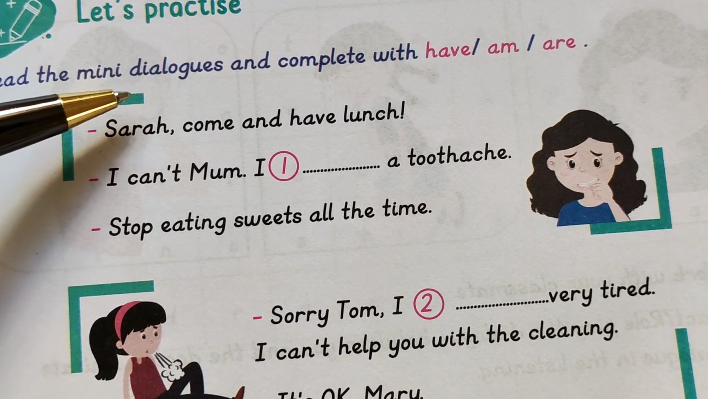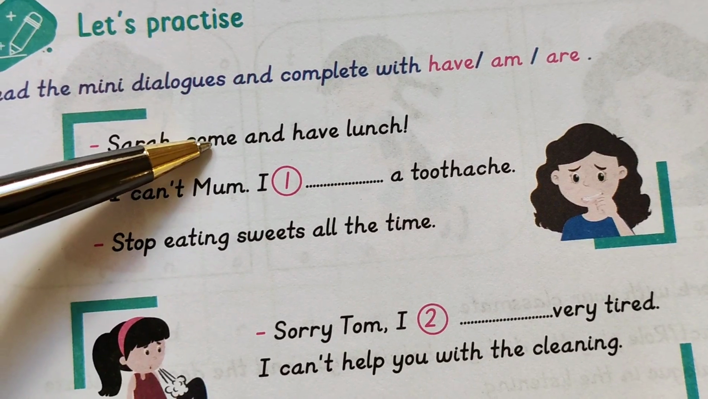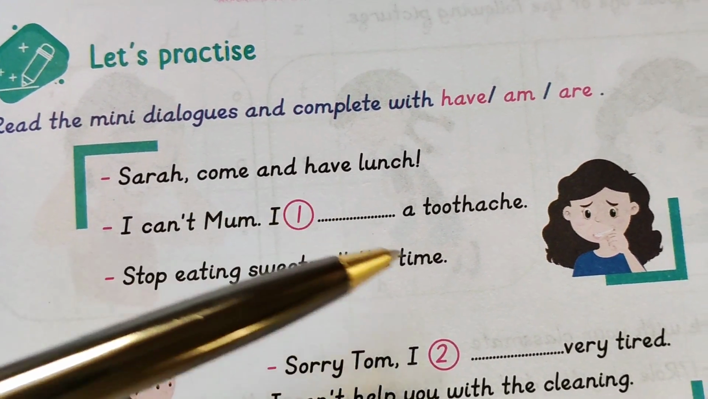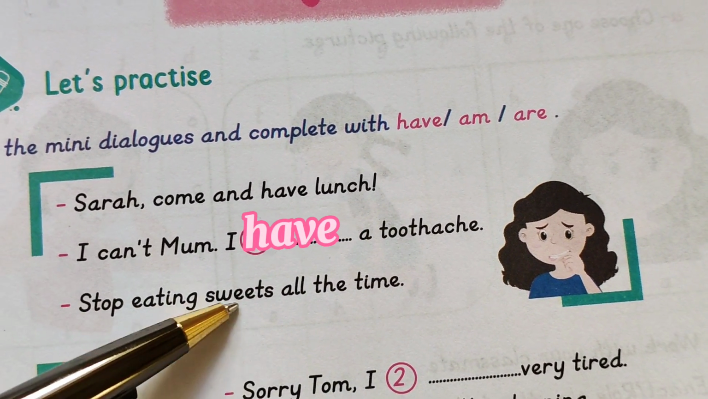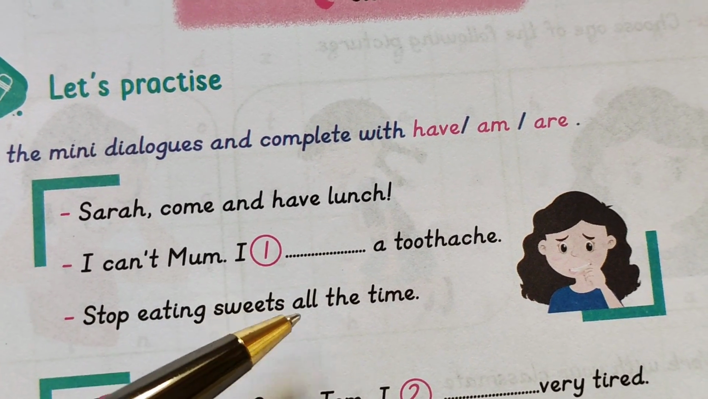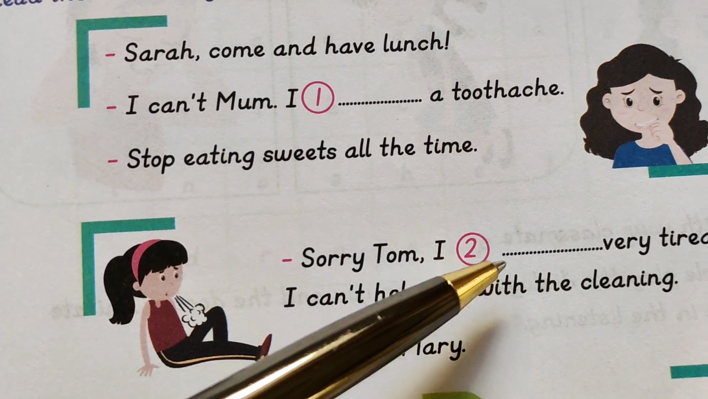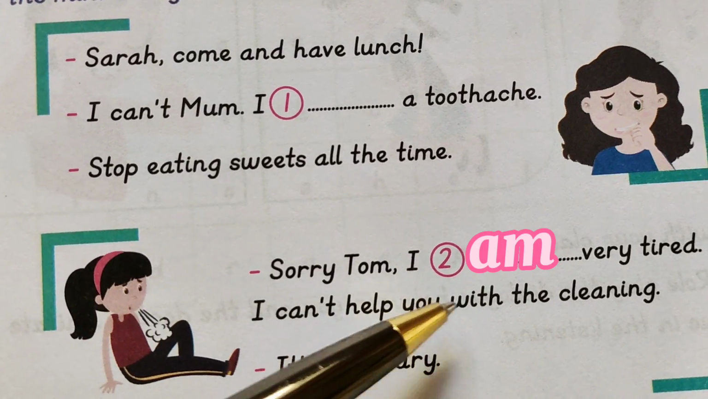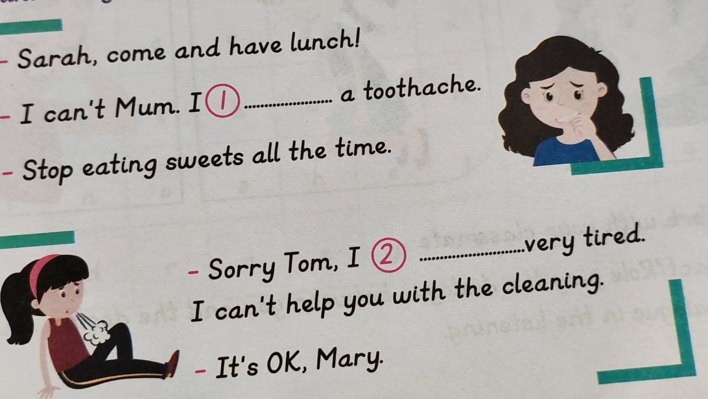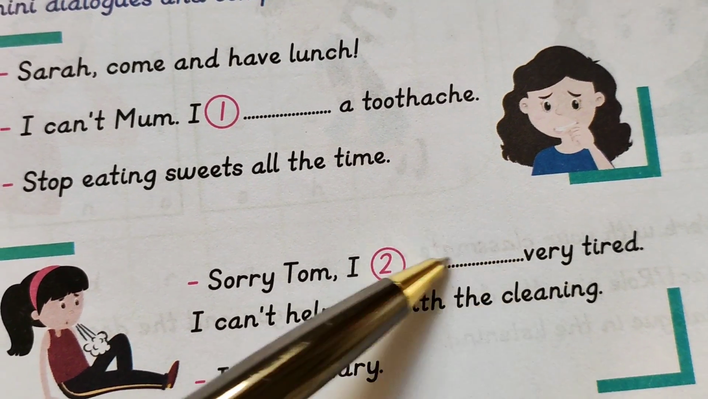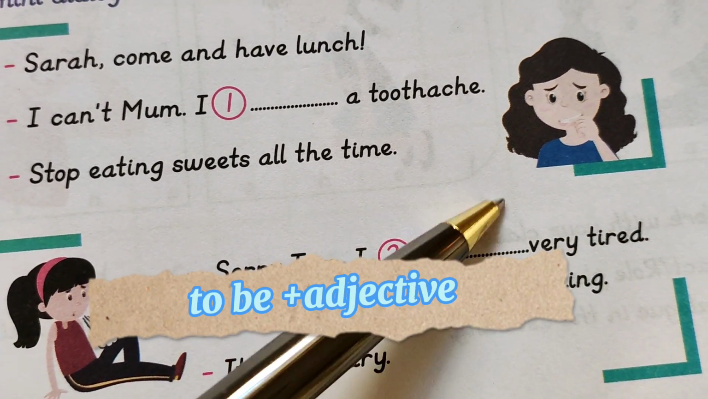Read the mini dialogues and complete with have, am or are. Sarah, come and have lunch. I can't, mom. I have a toothache. Stop eating sweets all the time. Sorry, Tom. I am very tired. I can't help you with the cleaning. It's okay, Mary. I am plus adjective. I am tired. I am happy. I am sad, etc.